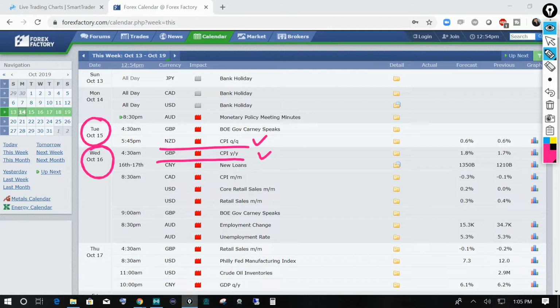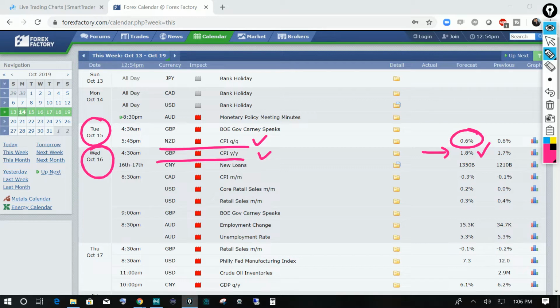Now, if you take a look at the forecast, it is expected to stay unchanged for the New Zealand dollar. But for the pound, they're looking at it ticking up by 0.1%, which is now forecast at 1.8%. If it comes out as expected, we may not see a lot of movement out of the market. It would be positive for the pound, because this reconfirms that if we start to see CPI growing, that means possible rate cuts would be needed in order to sustain the levels of CPI.